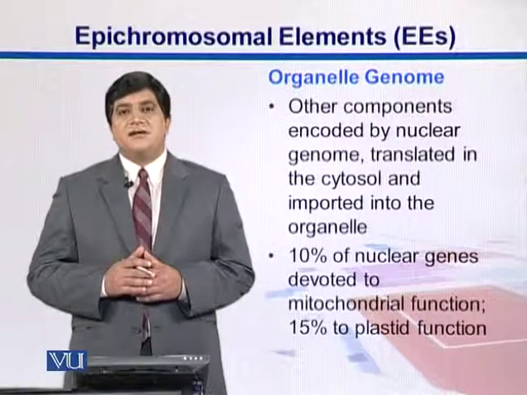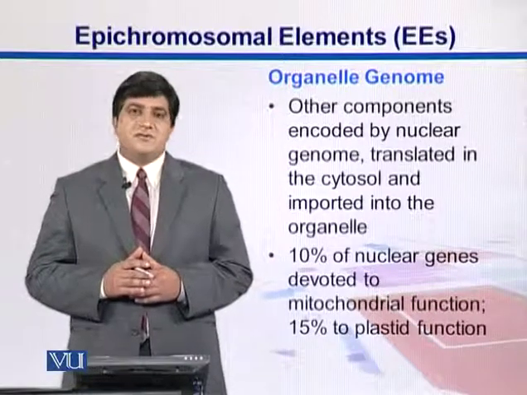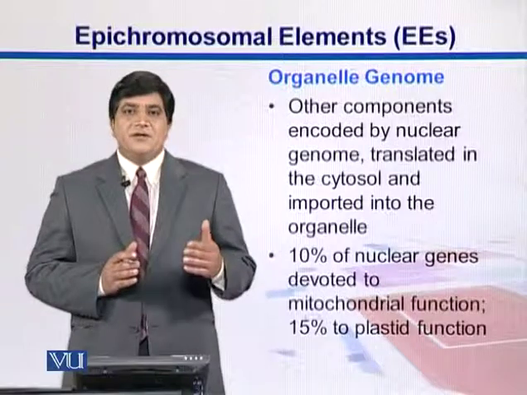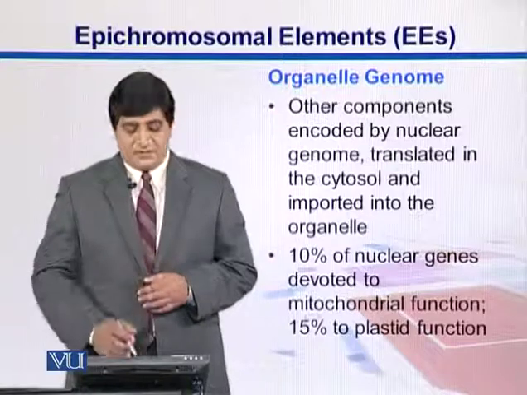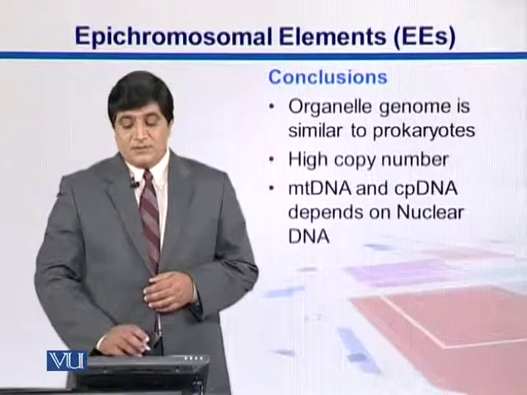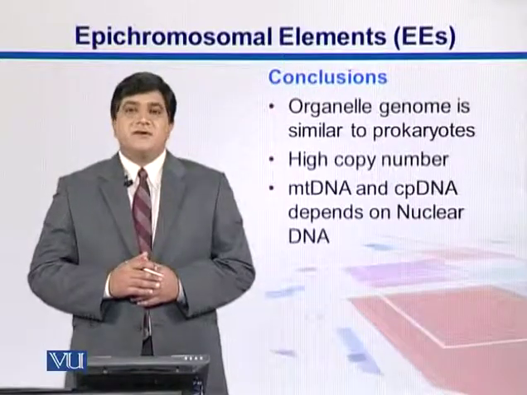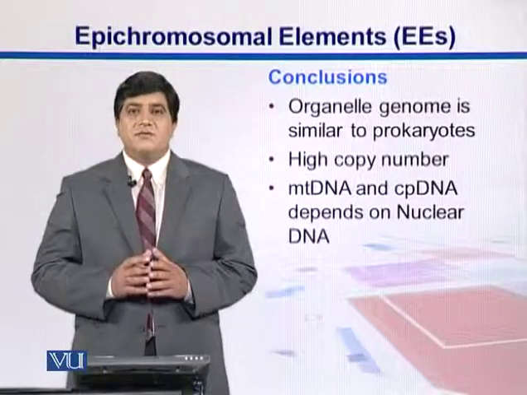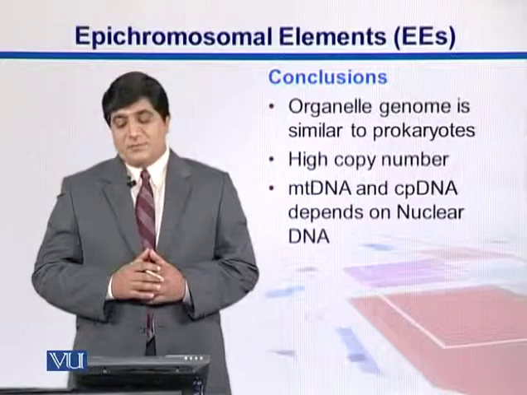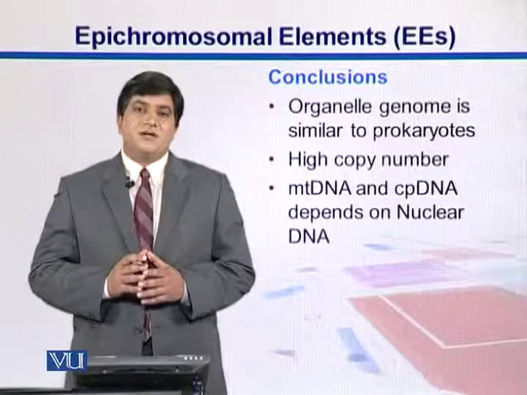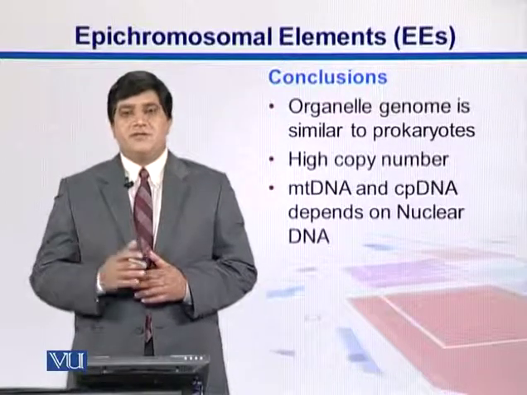It has been observed that 10% of the nuclear genome helps the mitochondria, and 15% helps the chloroplast for its functions. So what we can conclude here is that organellar genomes are similar to those of prokaryotes, they are in high copy number, and mitochondrial DNA and chloroplast DNA depend upon the nuclear genome for their functions.